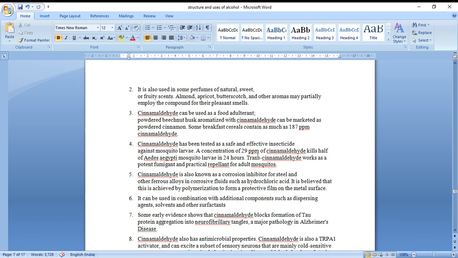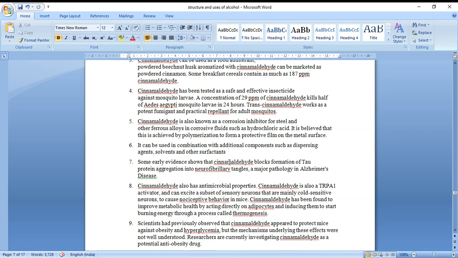A concentration of 29 ppm, parts per million, of cinnamaldehyde can kill half of Aedes aegypti mosquito larvae in 24 hours. And trans-cinnamaldehyde works as a potent fumigant and practical repellent for adult mosquitoes. And this cinnamaldehyde is a corrosion inhibitor for steel and other ferrous alloys in corrosive fluids such as hydrochloric acid.